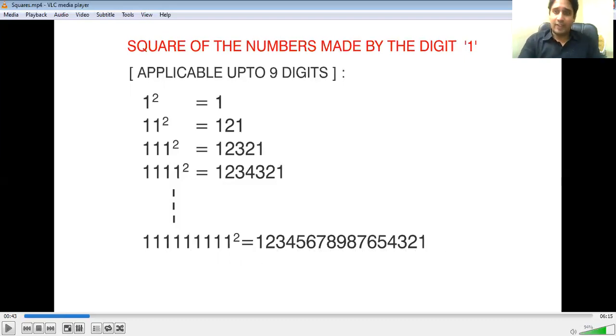So if it is 5 times 1, the result will be 1, 2, 3, 4, 5, 4, 3, 2, 1. If it is 6 times 1, the result is 1, 2, 3, 4, 5, 6, 5, 4, 3, 2, 1.